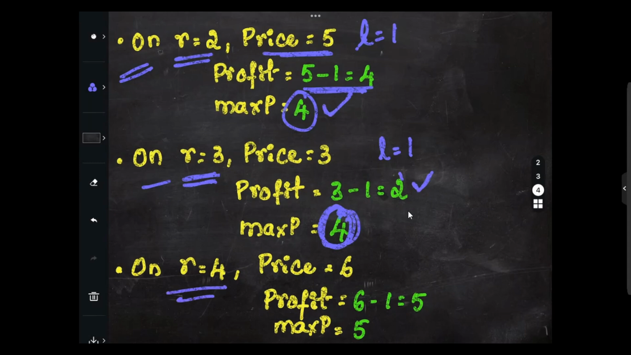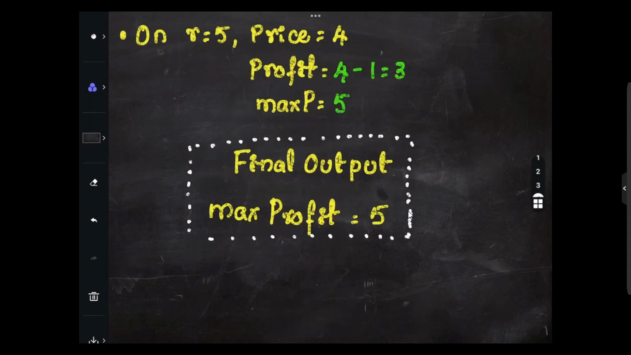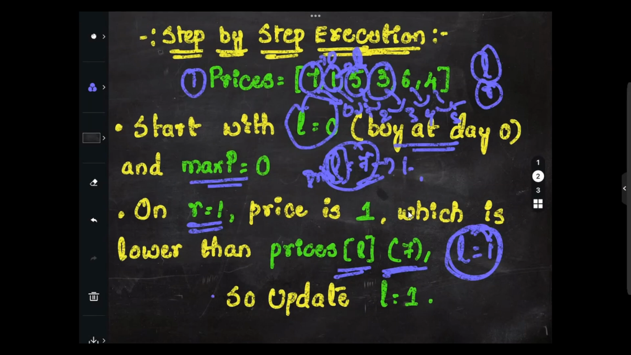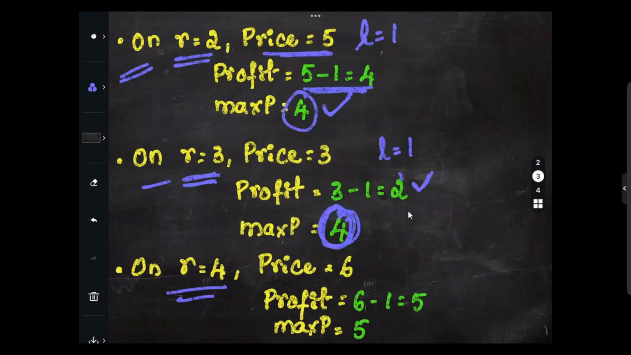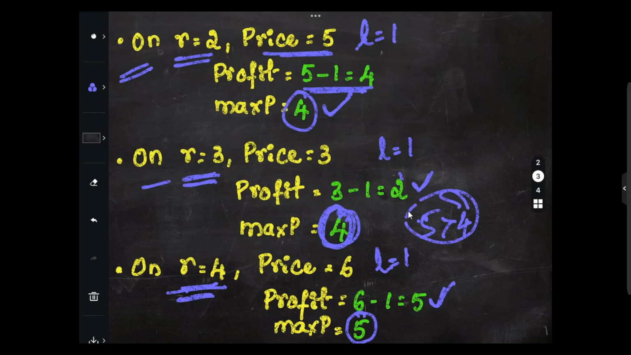So let's move the right pointer one more time. Just give me a second here. Right pointer, let's come to this one. Fourth index, 6 right here. In this case, R equals 4, price equals 6. L remains the same, 1. So 6 minus 1 here is 5. And for max profit, 5 is greater than 4. So we will update the max profit to 5 in this case.